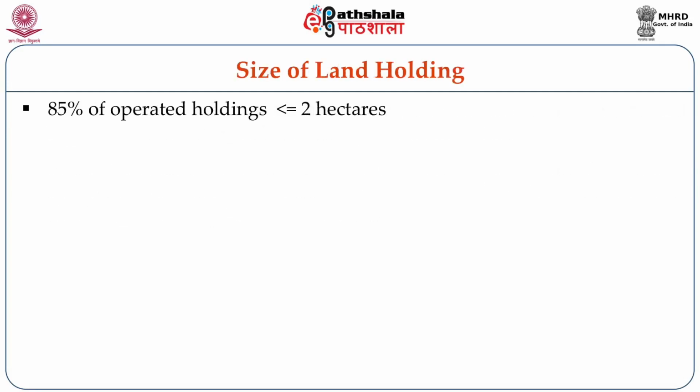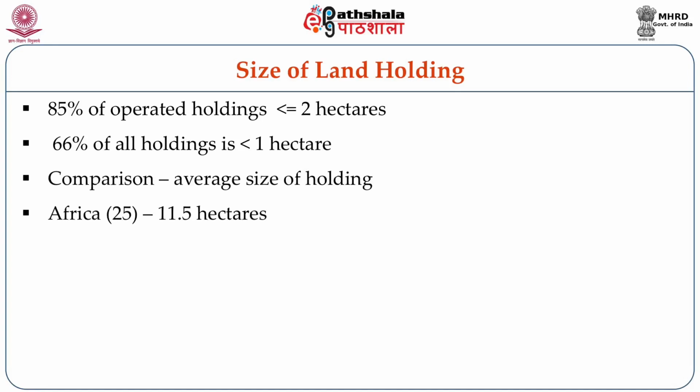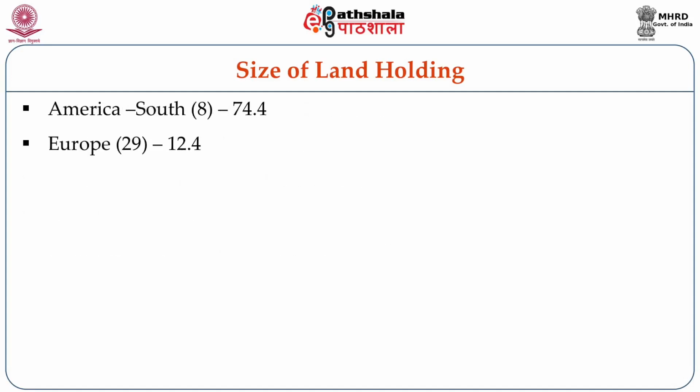A quick look at the kind of land holdings that farmers have in the country, which are not very huge. 85% of the operated holdings are less than 2 hectares. 66% of all holdings are under 1 hectare. If we compare average size of holding to different countries in the world, in Africa, average holding size is about 12 hectares. In America, North and Central, it's about 117 hectares. In South America, it's 74 hectares. In Europe, about 12 hectares. In Asia, in general, average land holding size is 1 hectare.